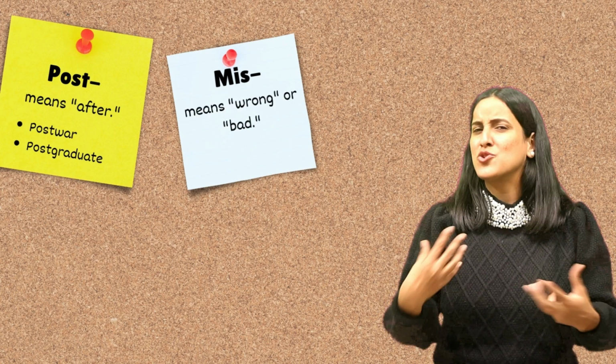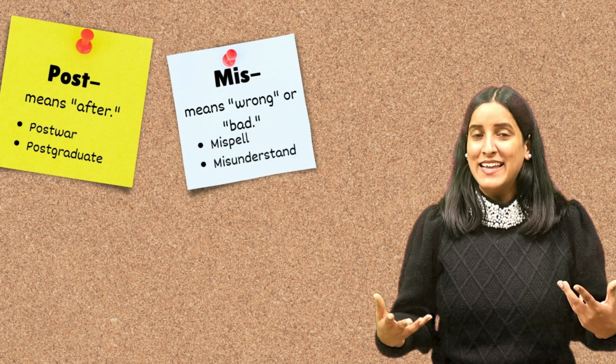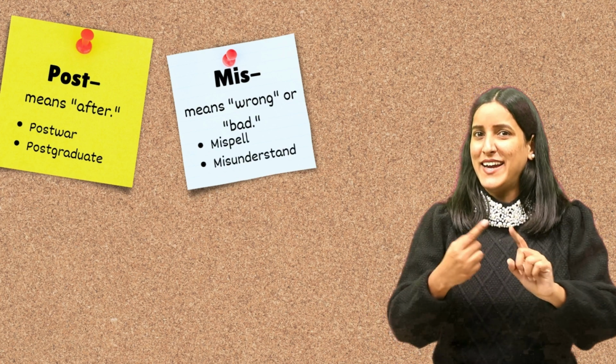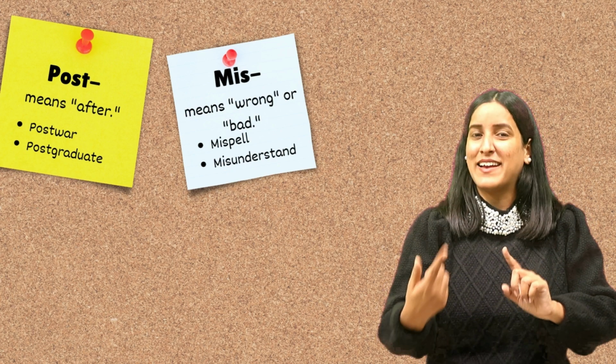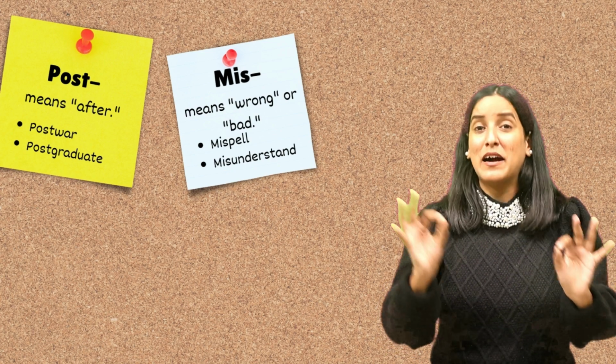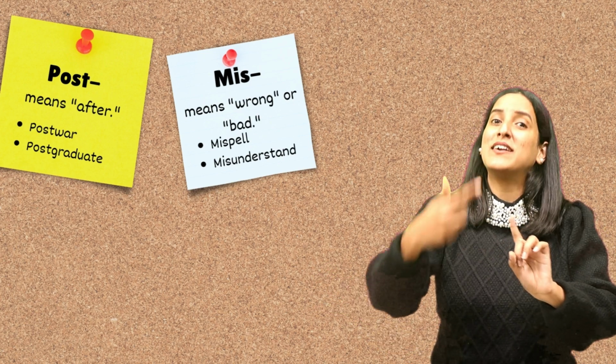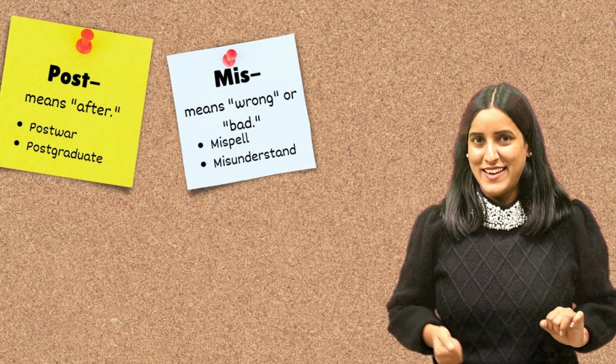Now it is used to show something which is done incorrectly, like spell becomes misspelled. You misspelled that word, right? It means you spelt it incorrectly, right? Understand becomes misunderstand, right? You misunderstood it. It means you understood it incorrectly or wrongly, right?